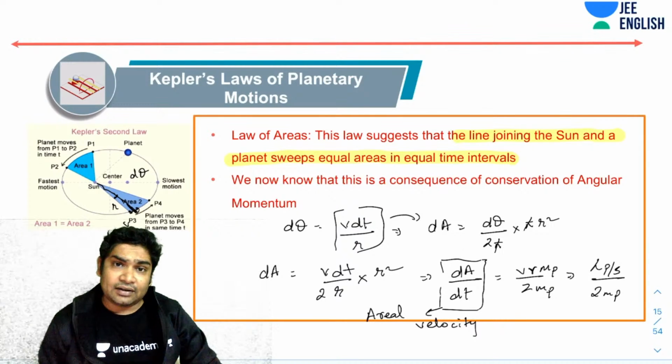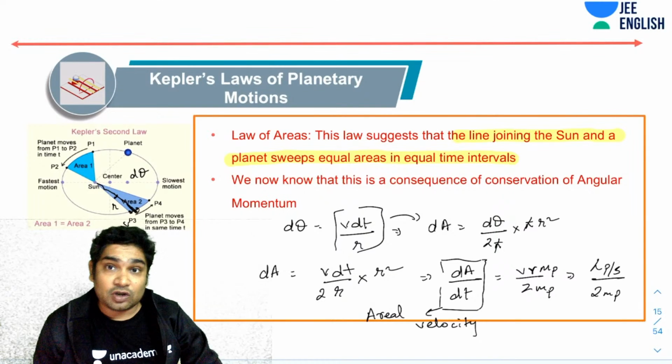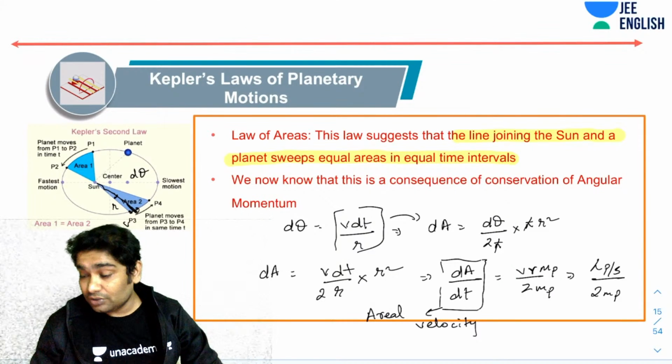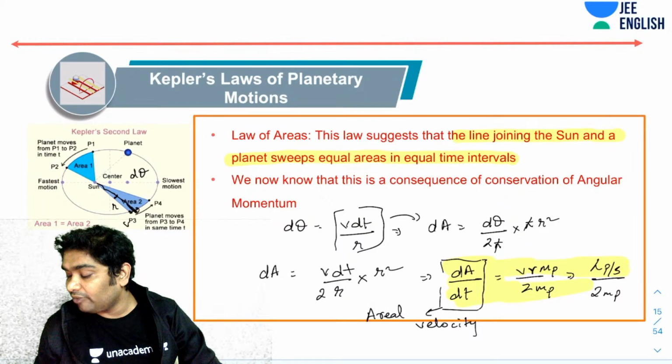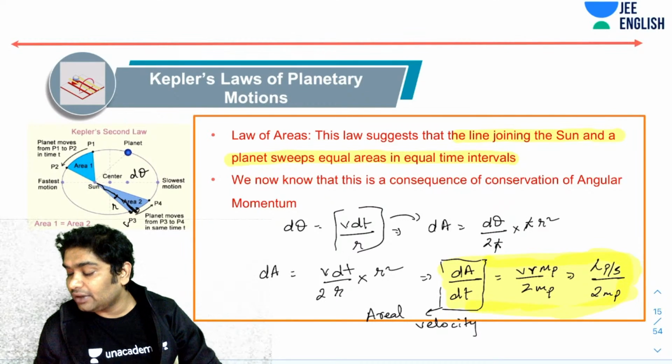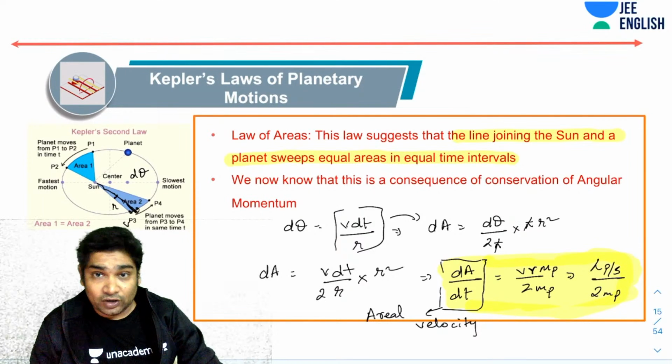Direct theoretical questions have been asked from this in mains, such as what is the basis of Kepler's law of areas? It is the conservation of momentum, and this equation is very, very important. A lot of questions directly from this equation have been asked in JEE, so remember that. The aerial velocity, which is the area swept per unit time, can be calculated as the angular momentum of the planet with respect to the sun over 2 times the mass of the planet.